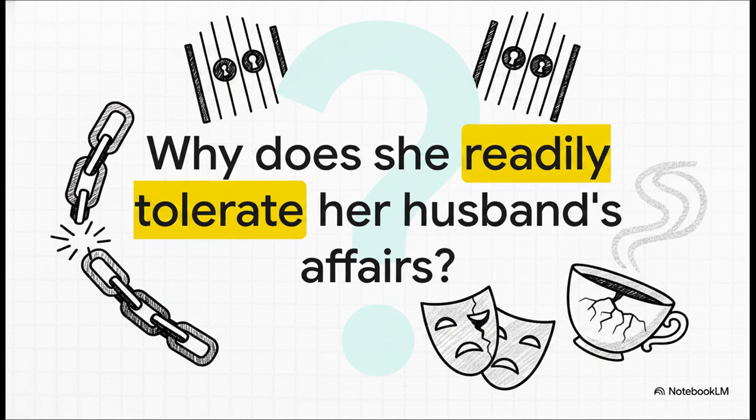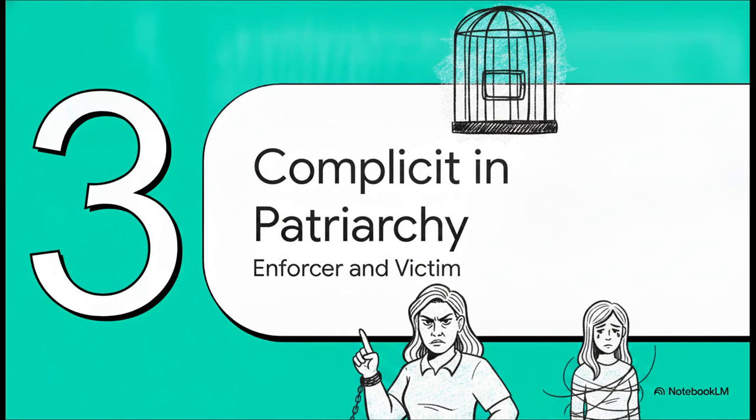Which leads us to another really interesting question. If she is so utterly obsessed with rules, respectability, and looking perfect, why does she so readily tolerate her husband's infidelity? Let's find out in Section 3, Complicit in the Patriarchy.